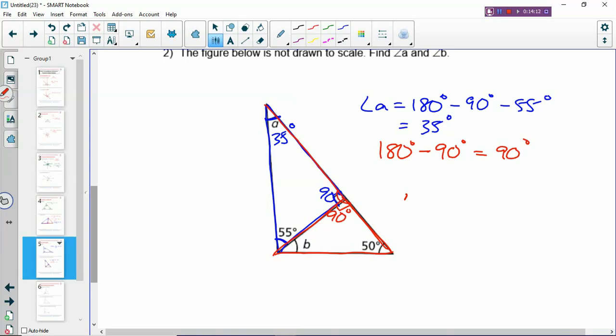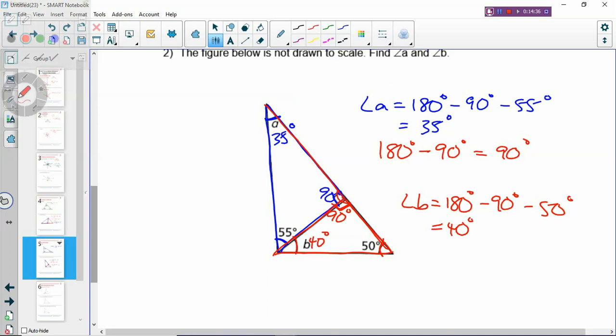So for angle B, look for the angles near the corners of the red triangle, and you add them all together, that will give you 180 degrees. So 180 minus 90 minus 50 will give you angle B, which is 40. Right? So are there two triangles or three triangles? Well, there are three triangles because there is one very big triangle over here.